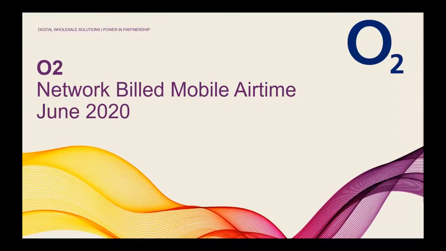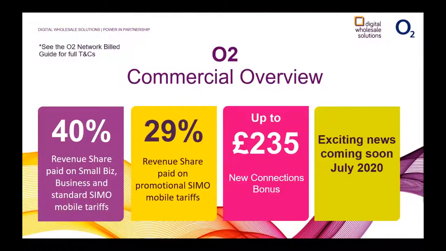Then looking at O2, again looking at the headlines, continuation of 40% revenue share paid on small business and SIM-only mobile tariffs. On the SIM-only promotional tariffs, which traditionally are quite aggressive in terms of the low line rental but a comparatively high data allowance, 29% on those, and then up to £235 on new connection bonuses on some of the higher tariffs.